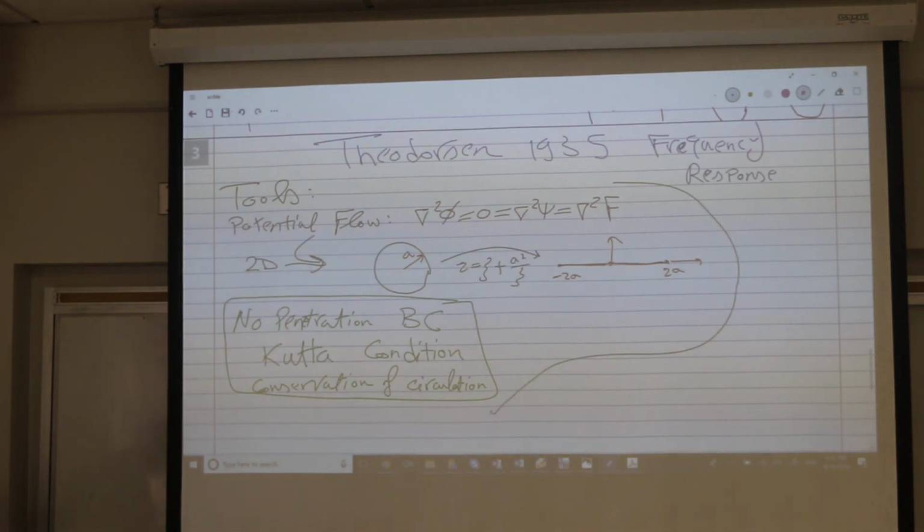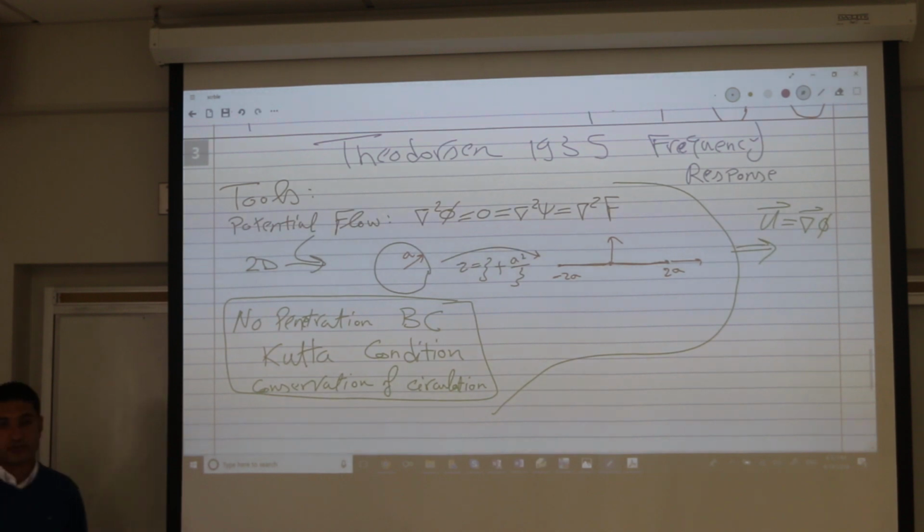By this framework, we usually get at least phi. We solve the PDE and get phi, the velocity potential, or F, the complex potential, which means that we get the velocity field, because it's simply the gradient of this.